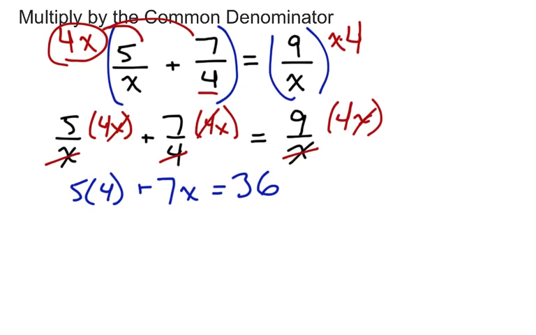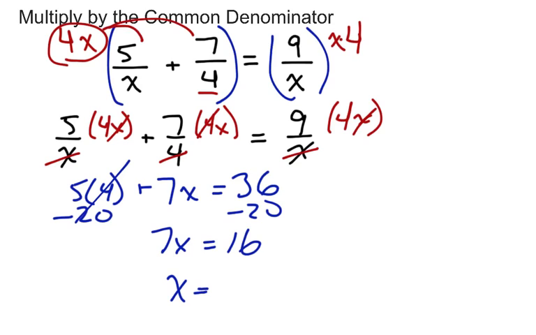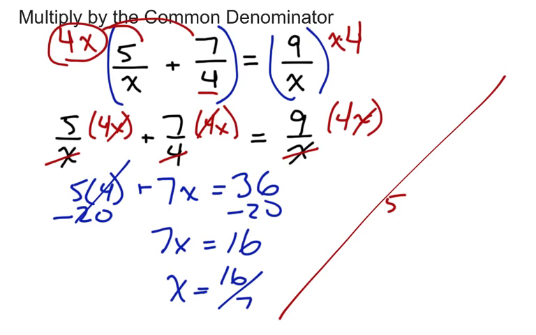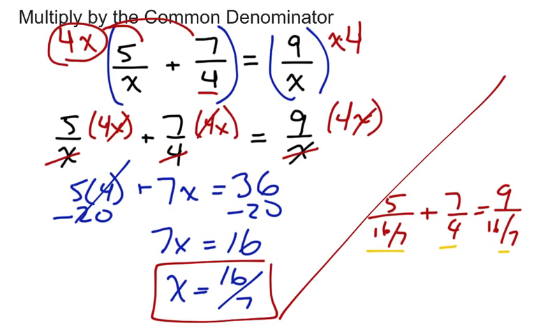So, let's go ahead and now solve it. Subtract 20 from both sides, because that's going to be 20. 7x equals 16. Divide by 7, x equals 16 over 7. Quickly check: 5 over 16 sevenths plus 7 fourths equals 9 over 16 sevenths. We want to make sure that none of our denominators equal 0. None of them do. So, pretty sure that that's going to be our answer.